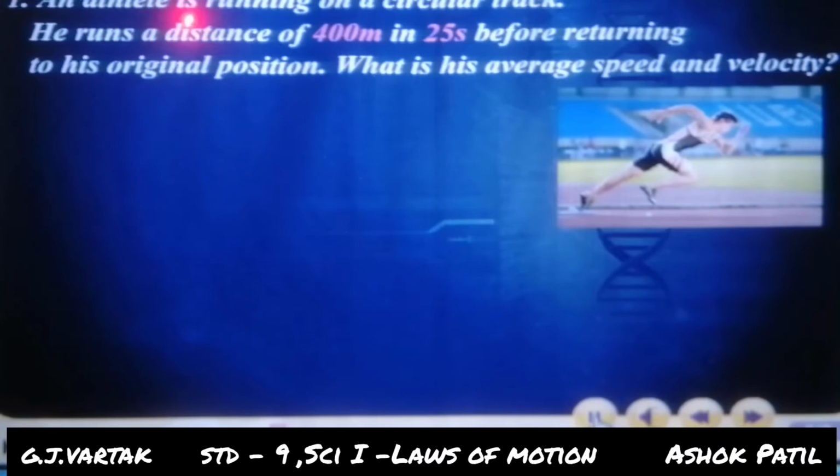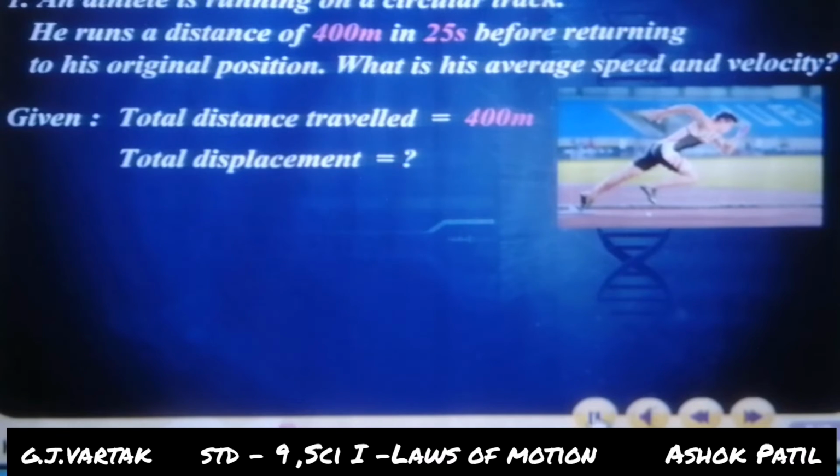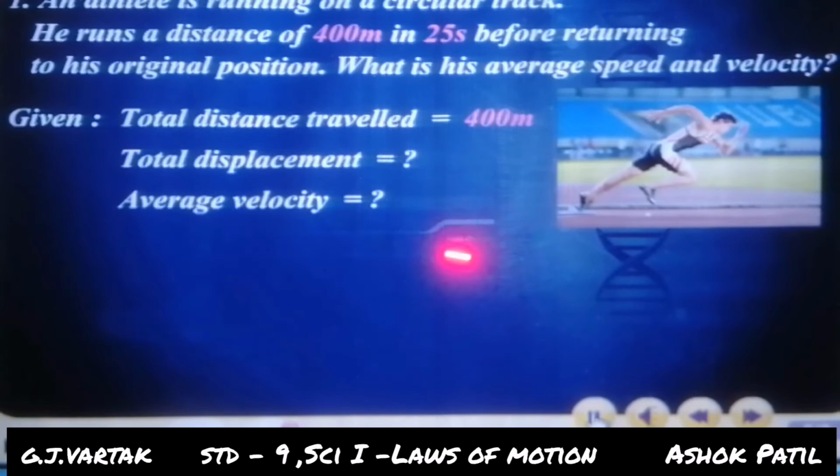An athlete is running on a circular track. He runs a distance of 400 meters in 25 seconds. Before returning to his original position, what is the average speed and velocity? This example is solved in your textbook. Okay, listen carefully. Given: total distance traveled is equal to 400 meters. Total displacement is equal to question mark. Average velocity is equal to question mark.